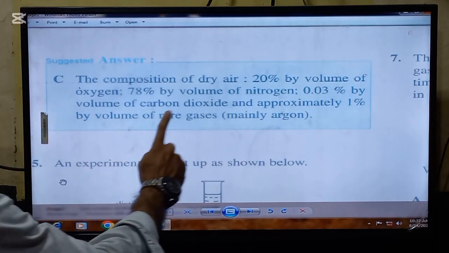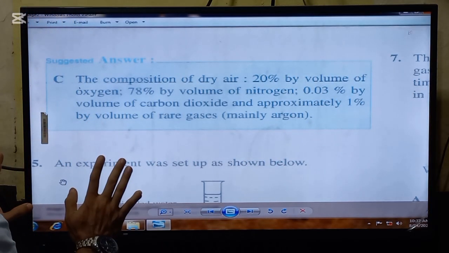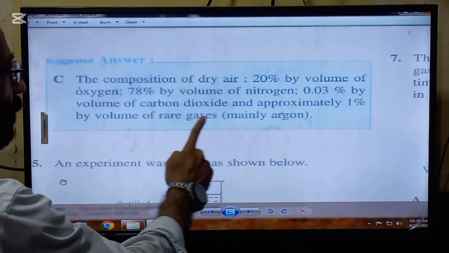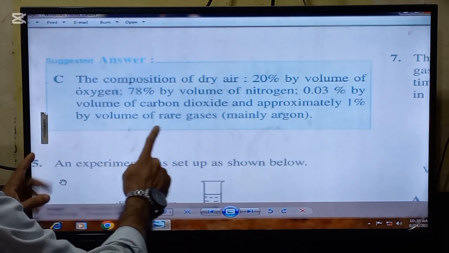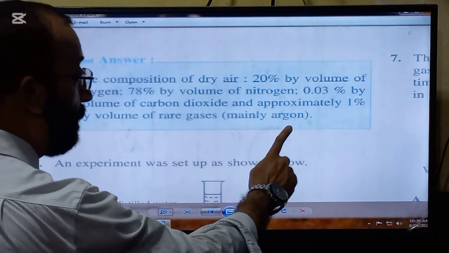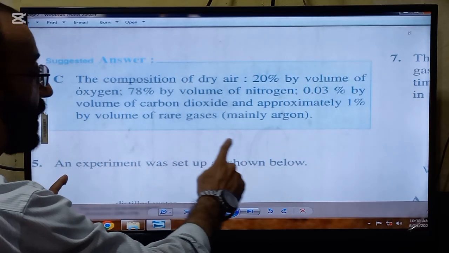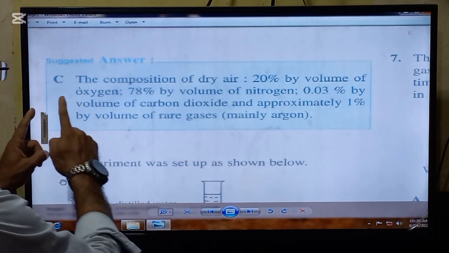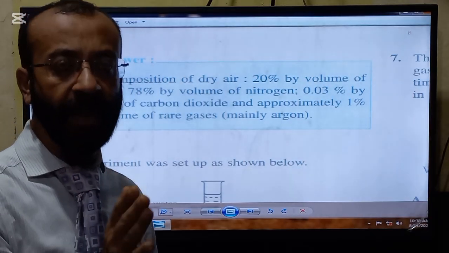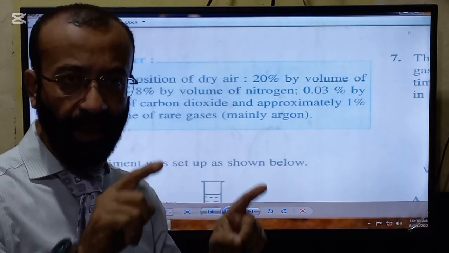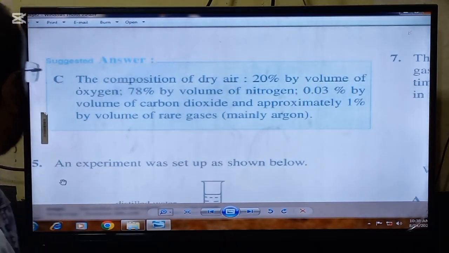The composition of dry air is almost 20% by volume oxygen, 78% by volume nitrogen, 0.03% by volume carbon dioxide, and approximately 1% by volume rare gases, mainly argon. So C is the answer, that the least found in volume in the air is hydrogen gas.